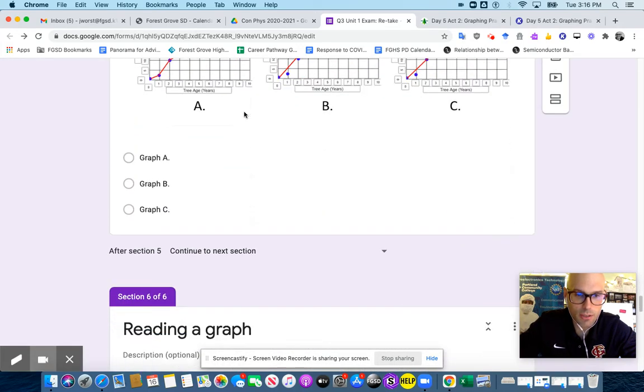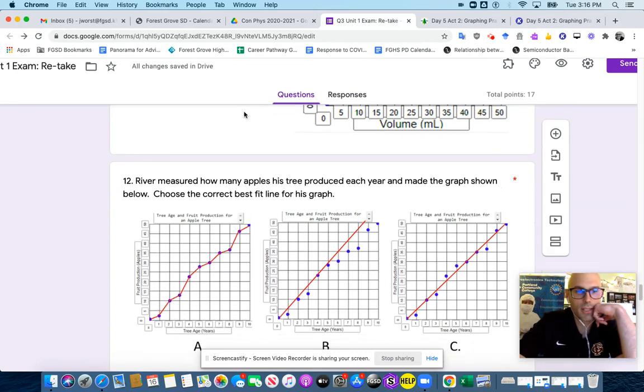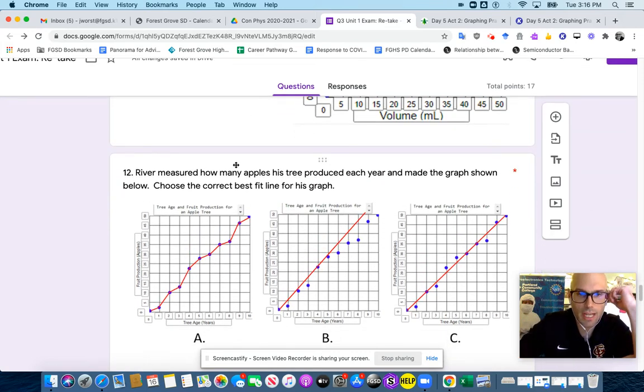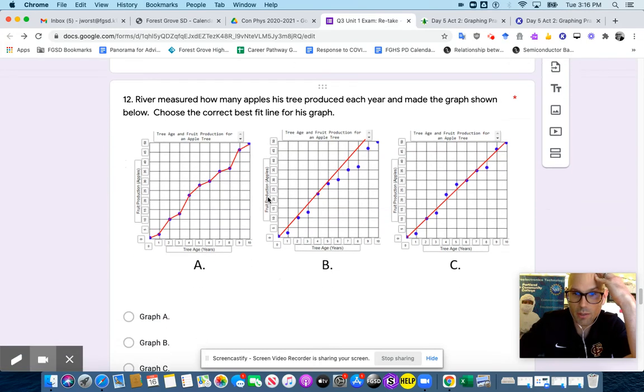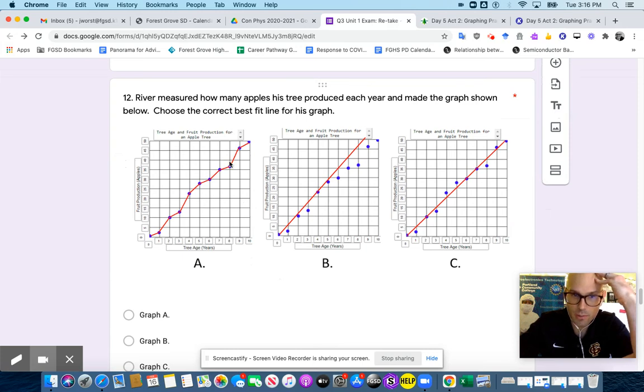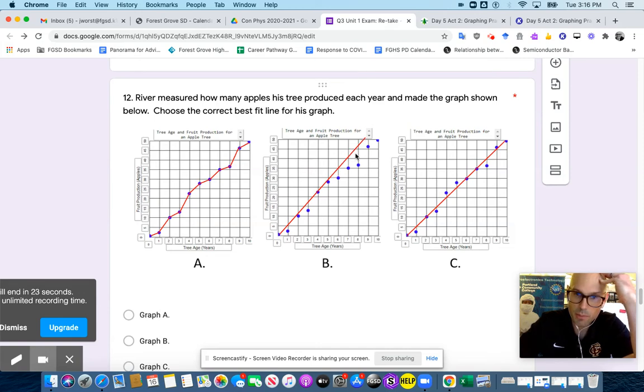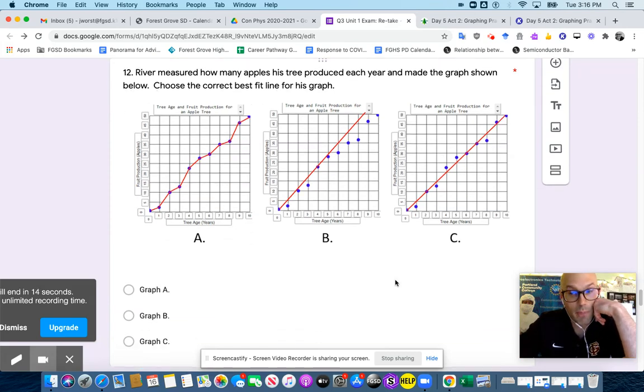And the last question in this section, and we do have one more section after this, is River measured how many apples his tree produced each year and made a graph shown below. Choose the correct best fit line for his graph. So which is the best fit line? This one that kind of goes dot to dot, this one that goes through some of the points but above some others, or this one that goes through some and is between above and below points? Which one's the best fit?